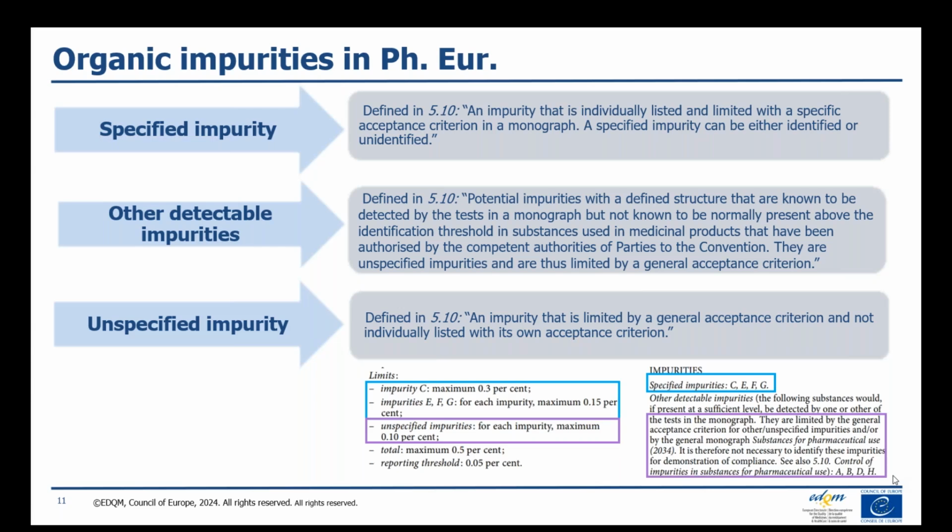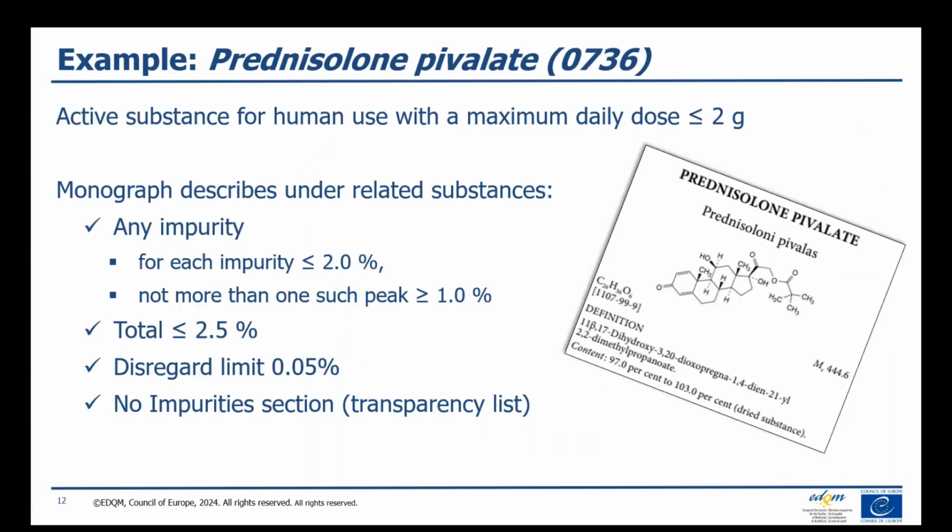So here on the screen, you can see another example. This is a monograph which is quite old and which is not in line with ICH. When you look at the monograph, first you can have the impression that this monograph is in line with ICH, but in fact it is not.